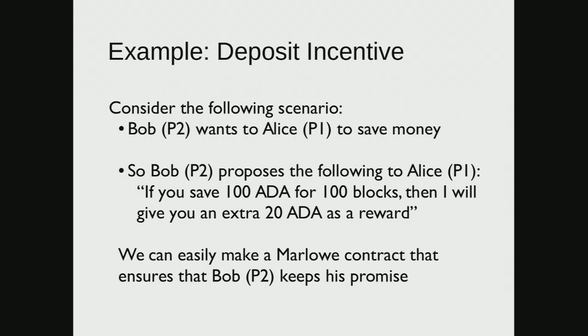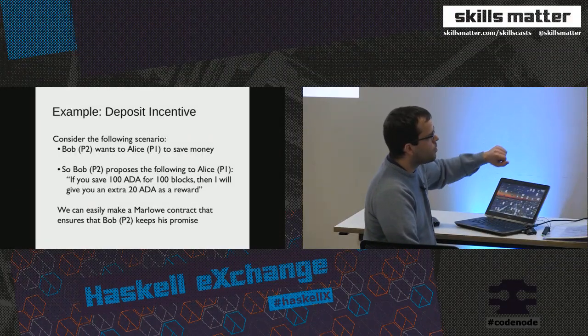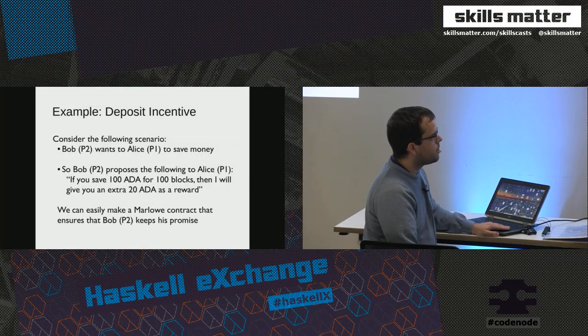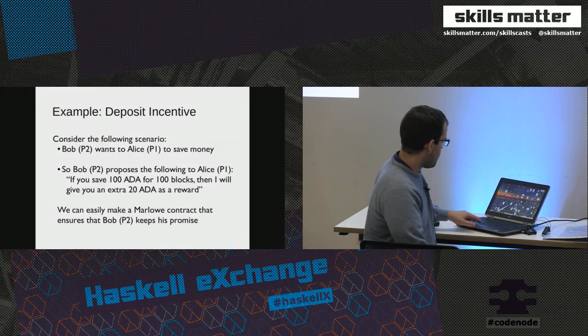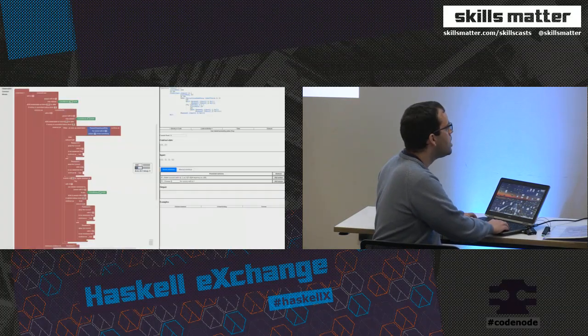So the example considers this promise. Imagine that Bob wants to teach Alice to save money, for example, and he says, okay, if you are able to save this amount of money, 100 ADA, for this amount of time, which would be 100 blocks in the blockchain, then I will reward you with 20 ADA. And we can very easily write a Marlowe contract that ensures that Bob keeps his promise. And it would look like this.